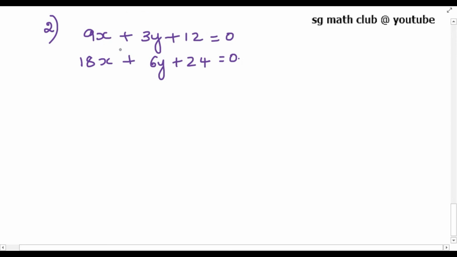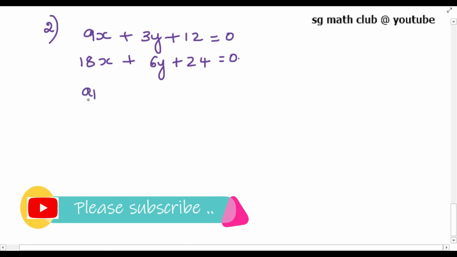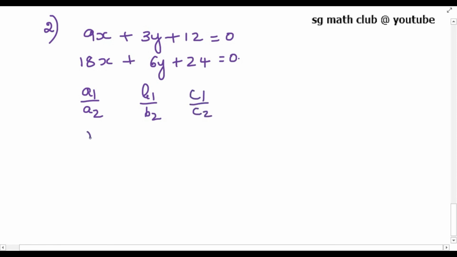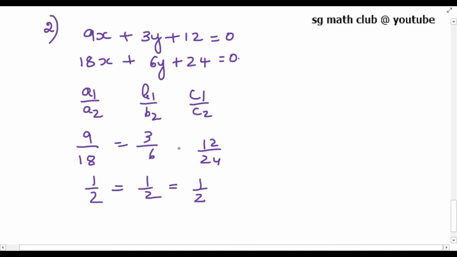Now the second pair of equations is 9x plus 3y plus 12 equal to 0, 18x plus 6y plus 24 equal to 0. Again we will compare their coefficients. We have 9 by 18, 3 by 6 and 12 by 24. When you simplify this, you get half for each ratio. All are equal. So we can say that A1 by A2 equal to B1 by B2 equal to C1 by C2. That means it has many solutions and the graph will be coincident lines, and such equations will be consistent.